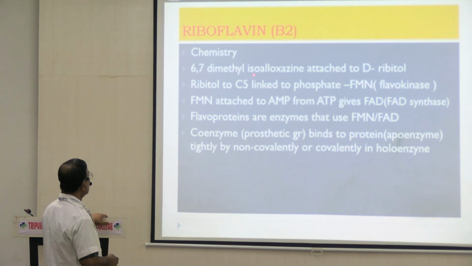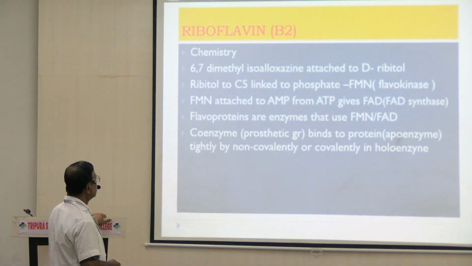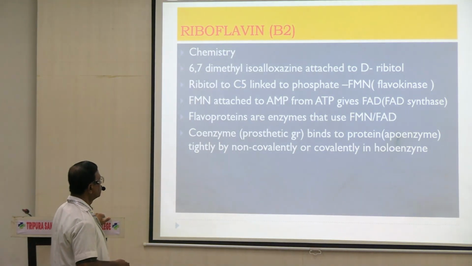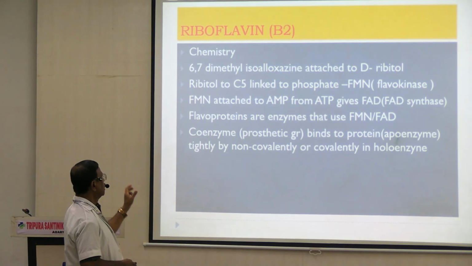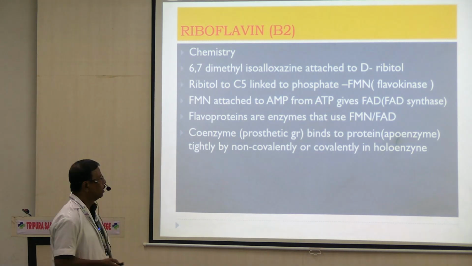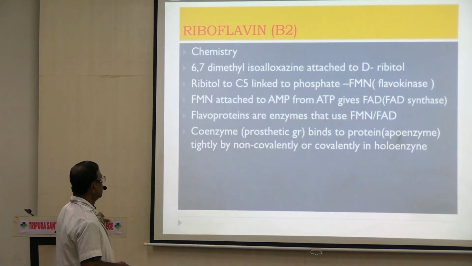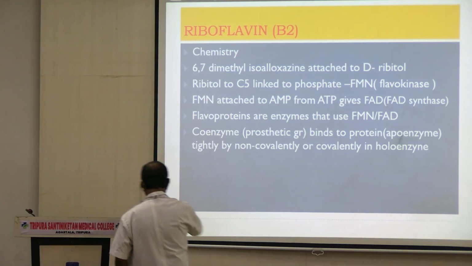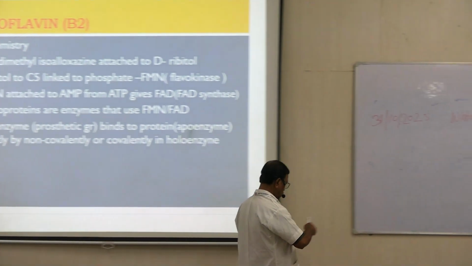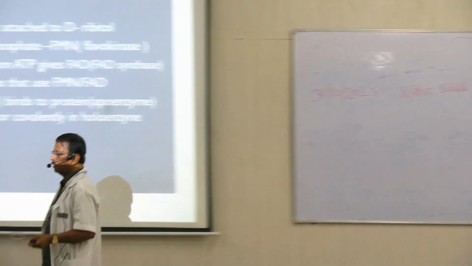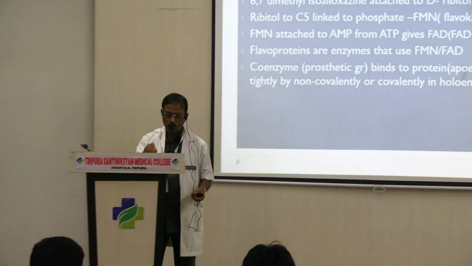Riboflavin has an isoalloxazine ring with ribitol, and at carbon number 5 of ribitol, a phosphate is linked. When it is linked, it forms the coenzyme FMN, flavin mononucleotide.